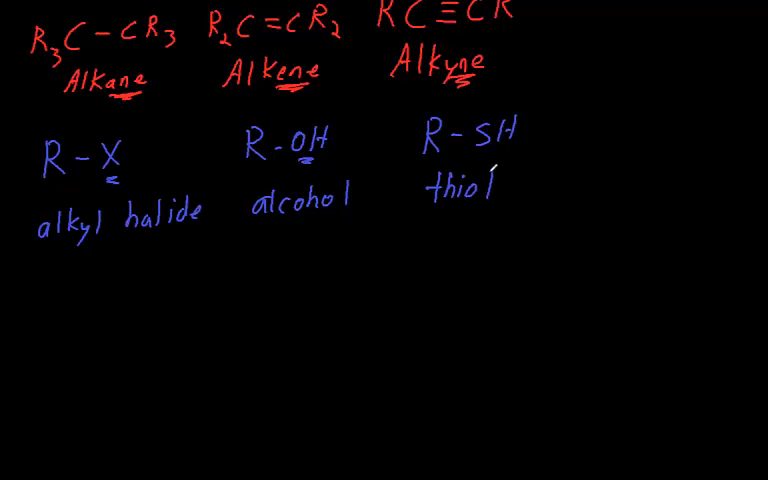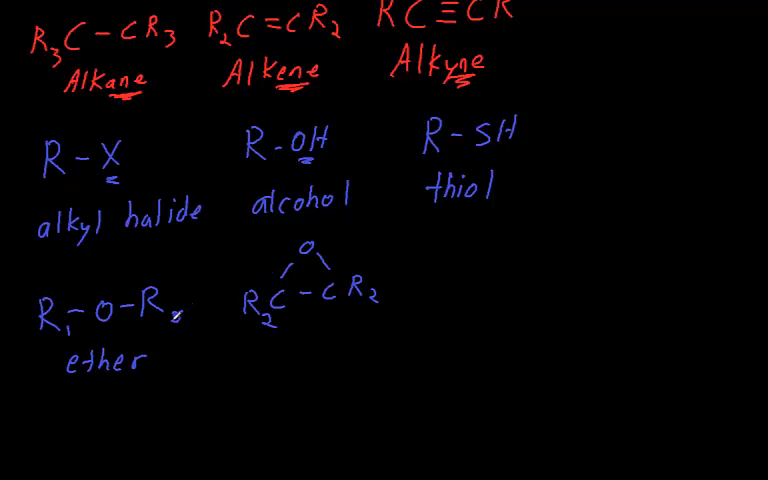Then we have ethers, which is an oxygen bonded to two different R groups. Ether. These R groups can be different. We have epoxides, which you can think of as a closed ring with one of the vertices an oxygen.